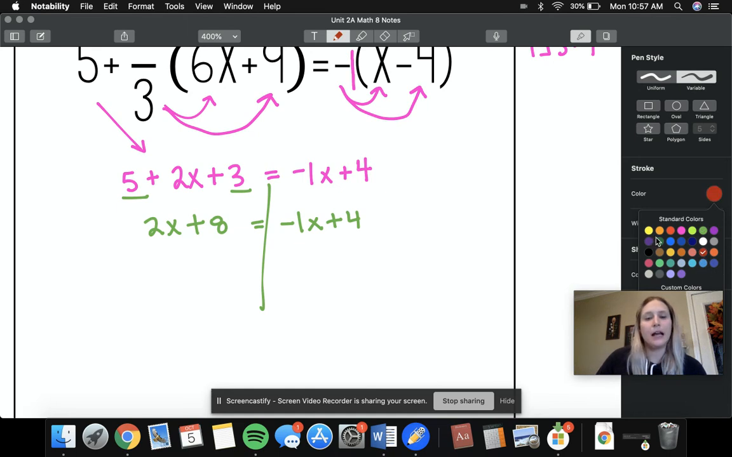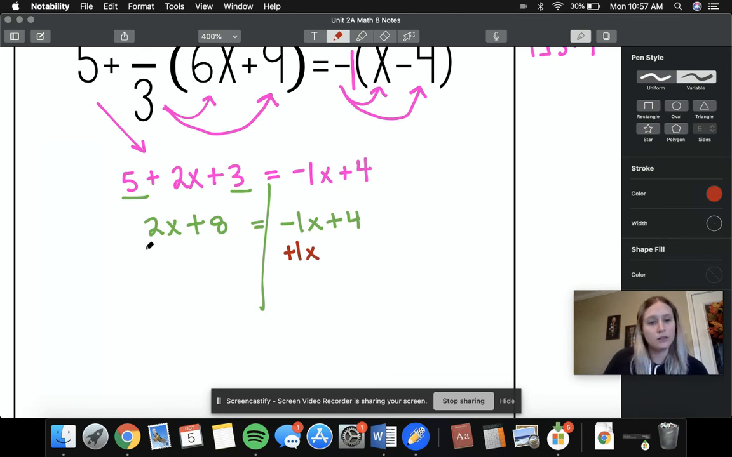All right, now we need our variable on one side. So I'm going to move this negative 1x. The opposite of a negative 1x is a positive 1x. Again, I'm showing a positive with a plus sign because we are adding. A negative and a positive would make the 0 that we needed it to be. Okay, then we have to drop the 8. 2x and 1x would make 3x.